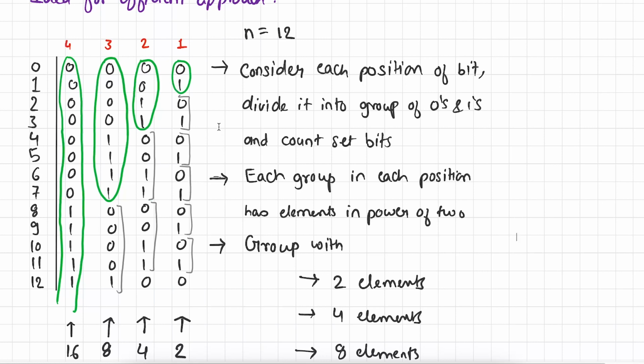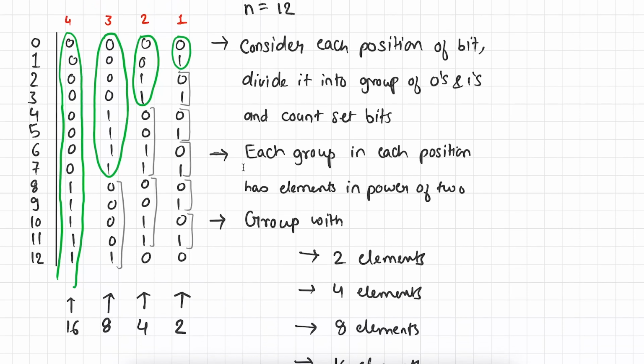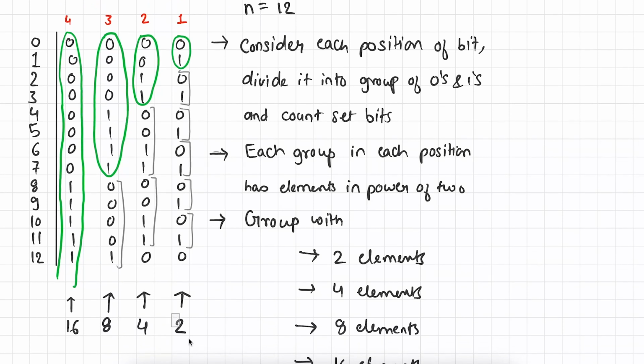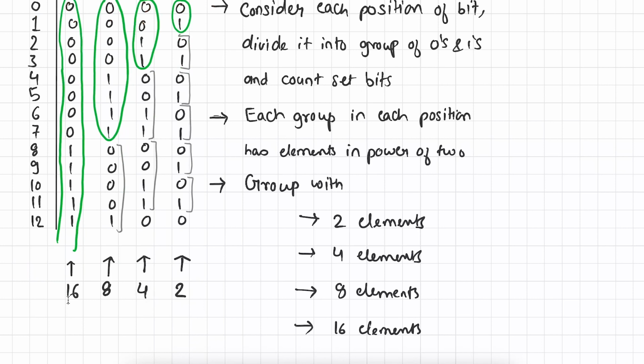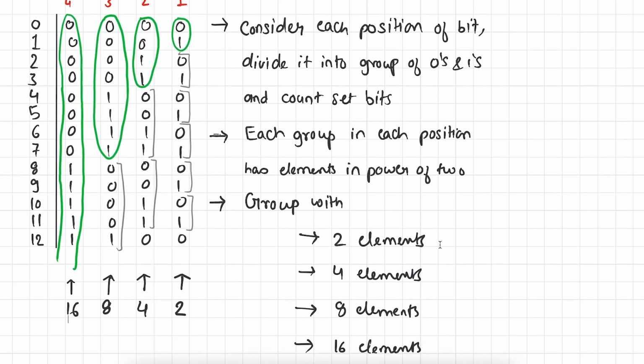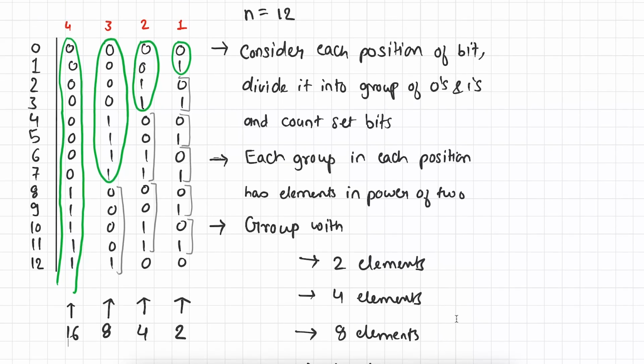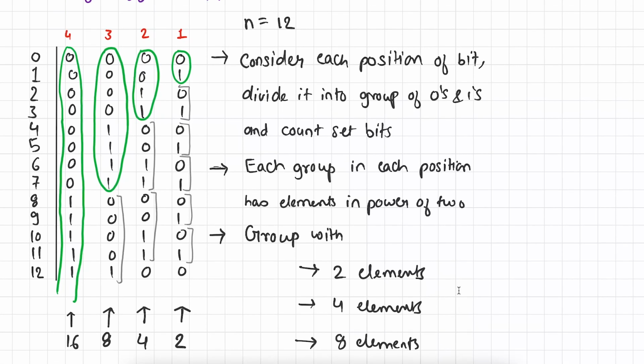If you observe this binary representation, you can realize that in each group, each position has elements in a power of 2, right? If you consider the first position, there are 2 elements in a group. If you consider the second position, there are 4 elements in a group. If you consider the third position, there are 8 elements in a group. So the number of elements in each group is a power of 2. In the first position there are 2 elements, then 4, then 8, and then 16. So these are the observations we have made so far.